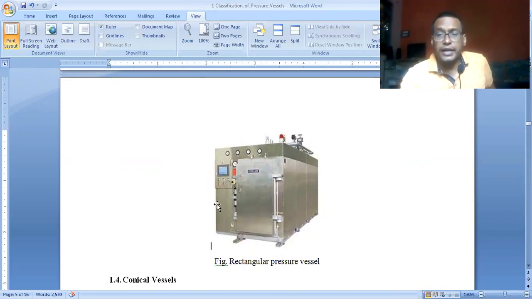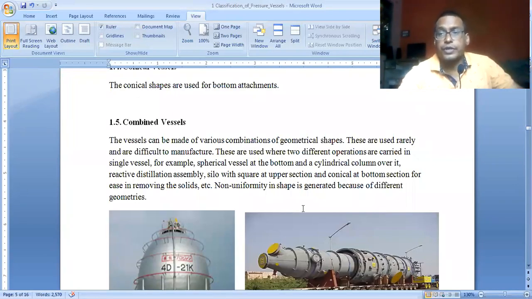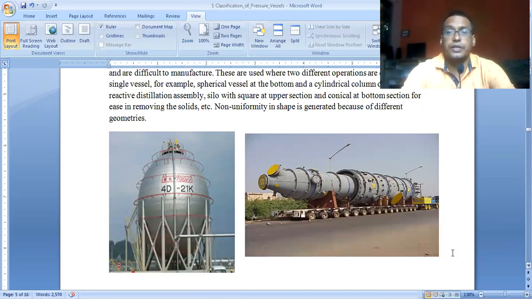Then the combined vessels are there. This is the figure for a combined vessel. That is the conical section at the bottom, then a cylindrical section with one diameter, then another cylindrical section with a higher diameter. There is a variation in the diameter that is observed.